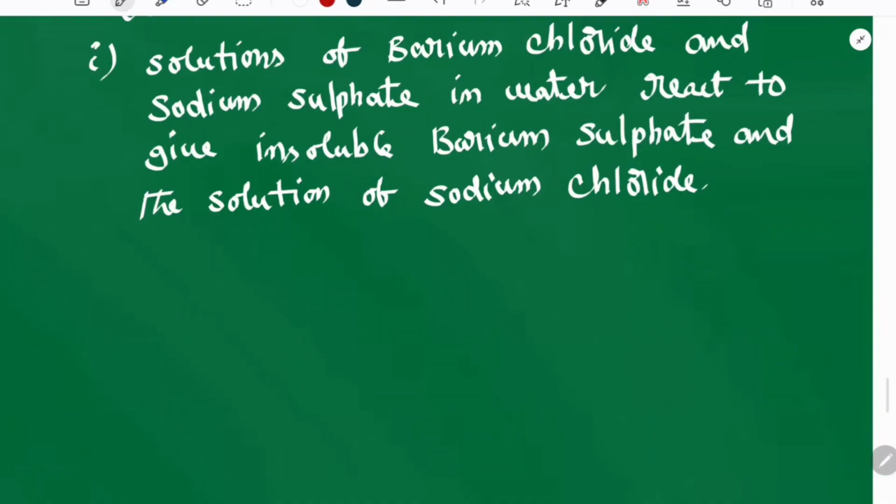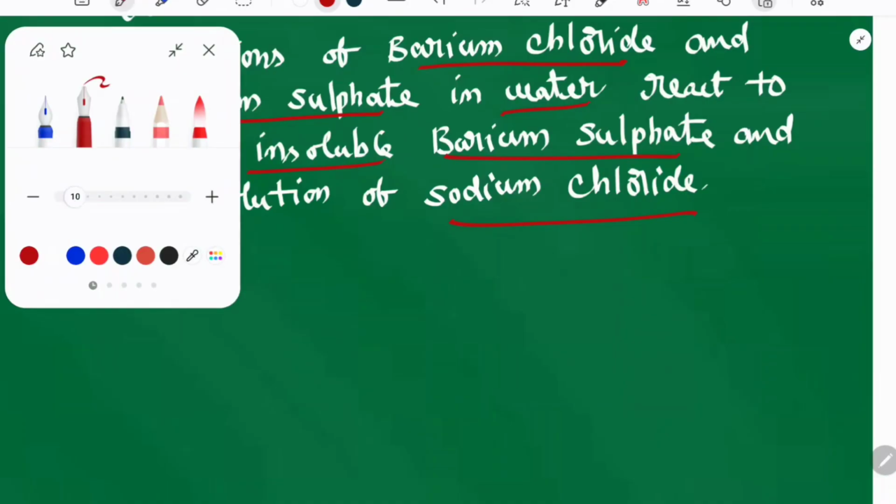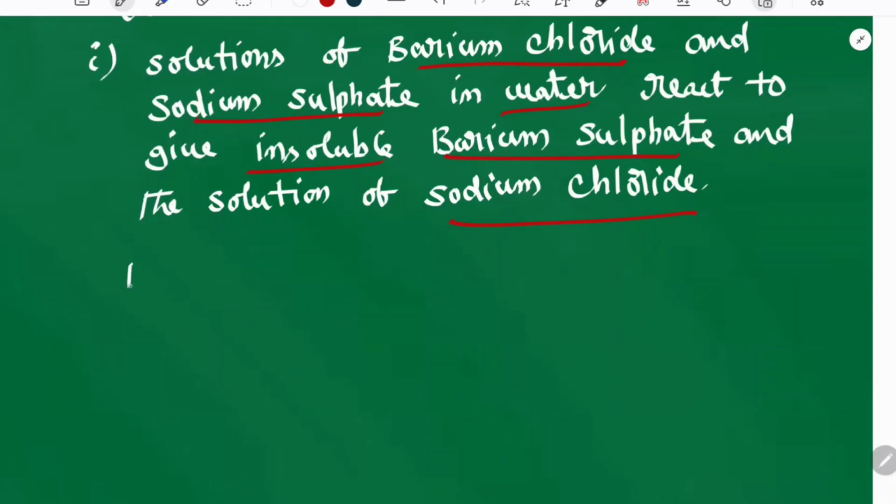So what are they asking? Write symbols, including physical states of symbols. Okay, so first, which are reacting? Barium chloride and sodium sulfate in water react to give insoluble barium sulfate and an aqueous solution of sodium chloride. So first we can write the formulas. Barium chloride, directly I am writing the formula.